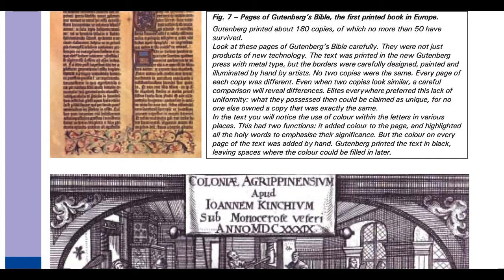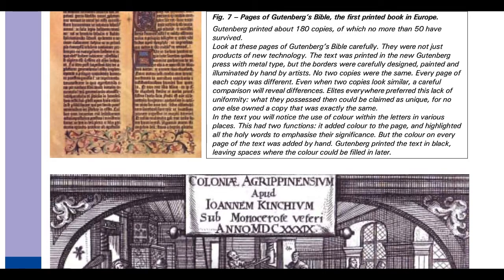No two copies were the same. Every page of each copy was different. Even when two copies look similar, a careful comparison will reveal differences. Elites everywhere preferred this lack of uniformity. What they possessed then could be claimed as unique, for no one else owned a copy that was exactly the same.